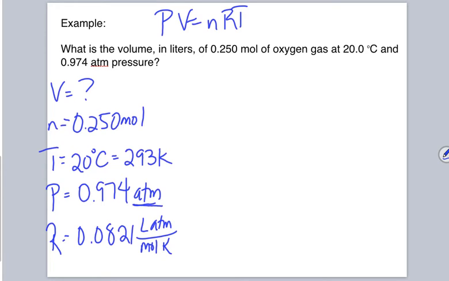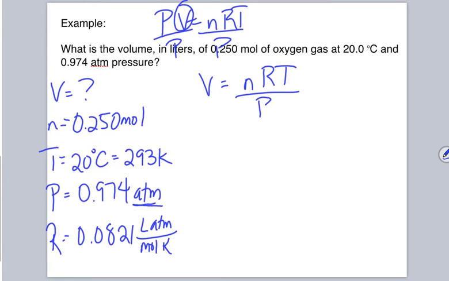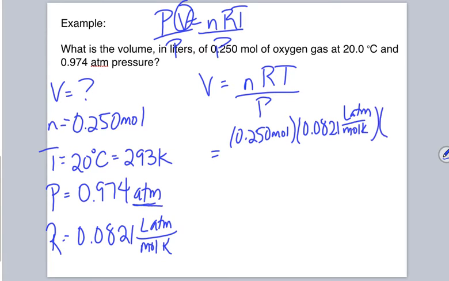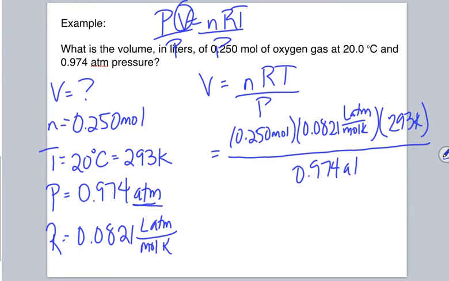Then we're going to rearrange our equation to solve it for volume. So we're going to divide both sides by pressure. So we end up with our formula looking like volume is equal to nRT divided by P. Plug in values: 0.250 moles times 0.0821 liter atmospheres per mole K times temperature, 293 Kelvin, divided by pressure, which was 0.974 atmospheres.